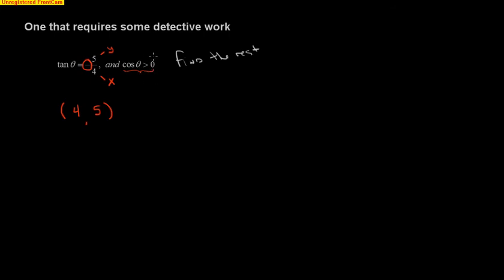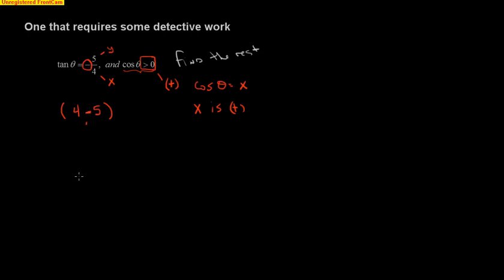In math, anytime you see greater than 0, that's a fancy way of telling you that something is positive. So cosine's positive. What do we know about cosine? Well, we know that cosine always goes with the x value. So if cosine's positive and cosine goes with the x, that means x is positive. So if the x value is positive, then the y value has to be negative.